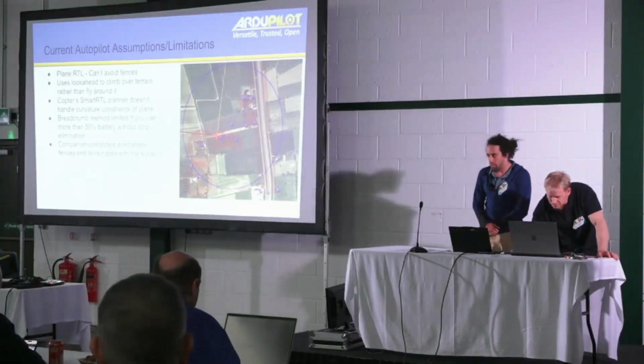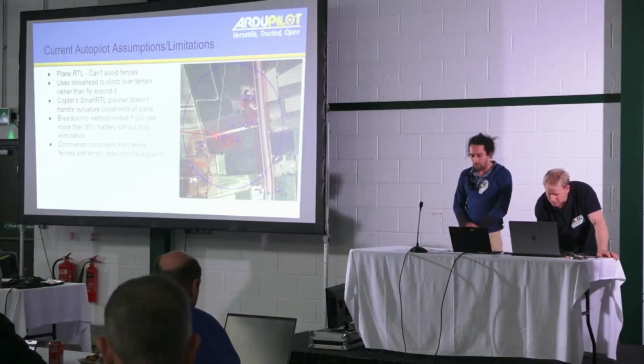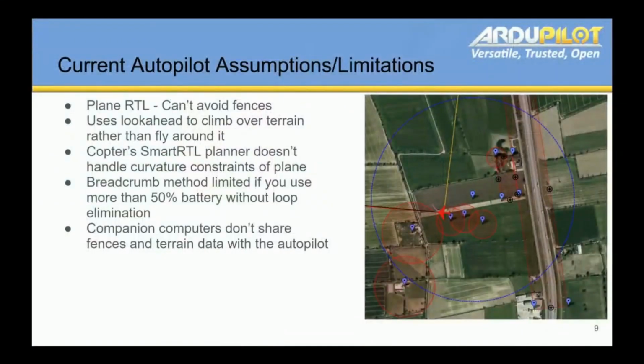So currently with ArduPilot, plain RTL, you can't really avoid the fences. It's very easy, if you have exclusions, that the plane's going to fly right through them on RTL. It uses look ahead to climb over terrain. If there's a very tall, narrow mountain, you're going to climb over the mountain rather than go around it, which isn't very efficient. Copter does have a lot of algorithms that have been built that work quite well.